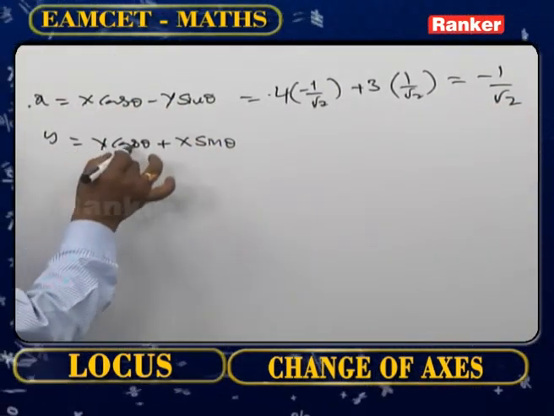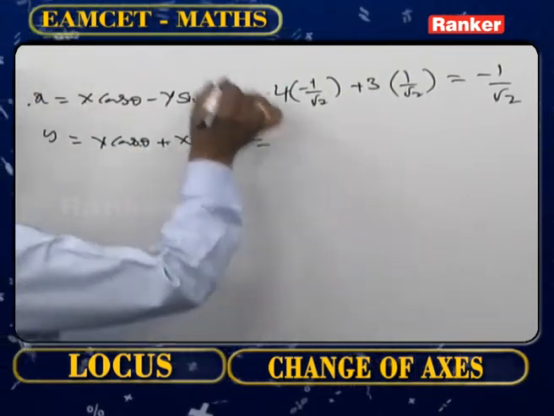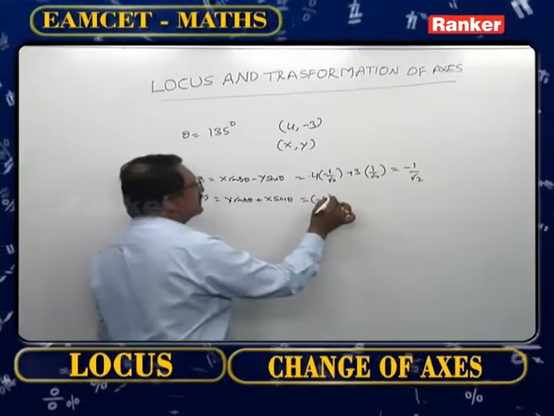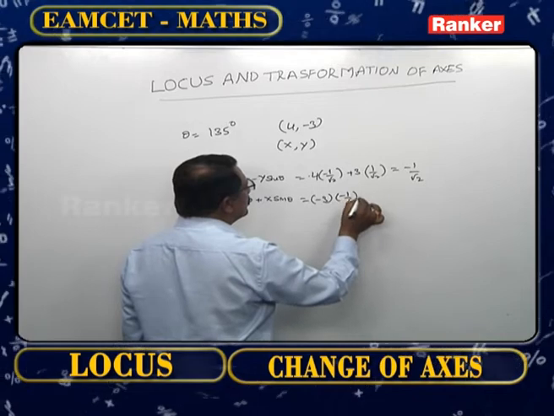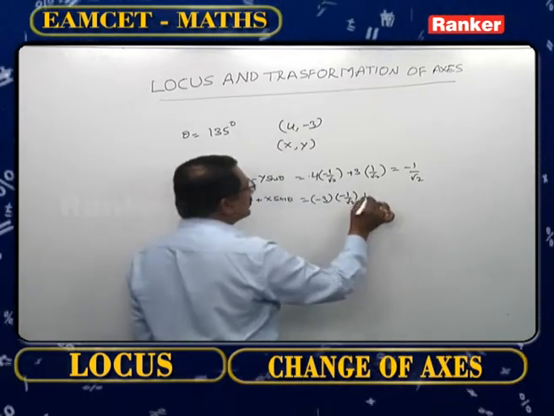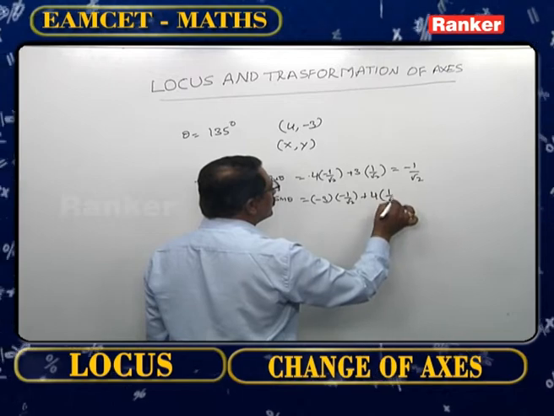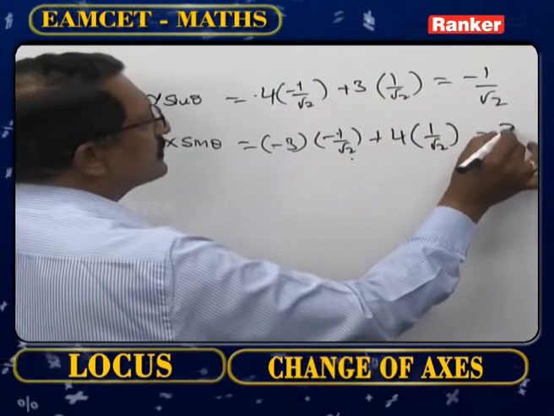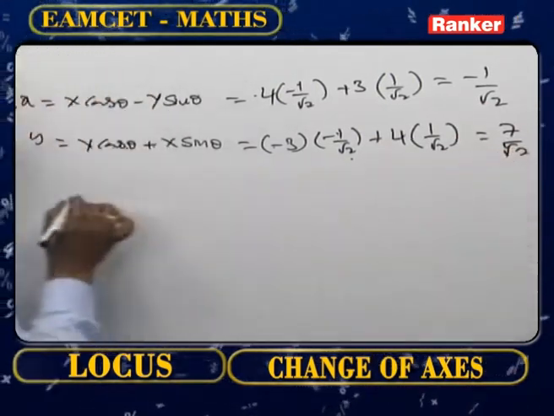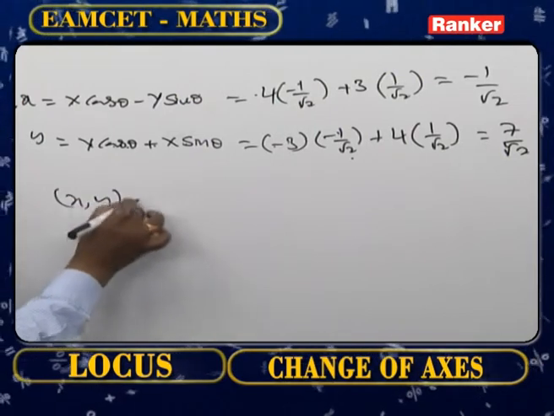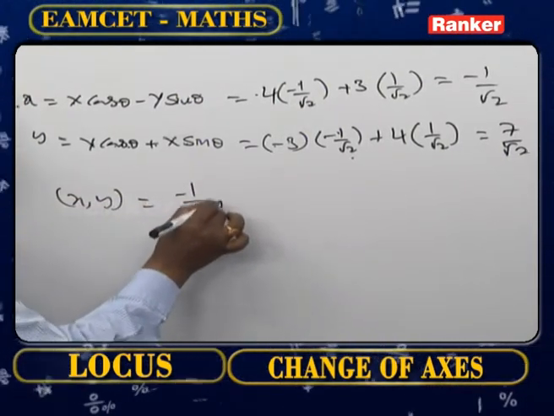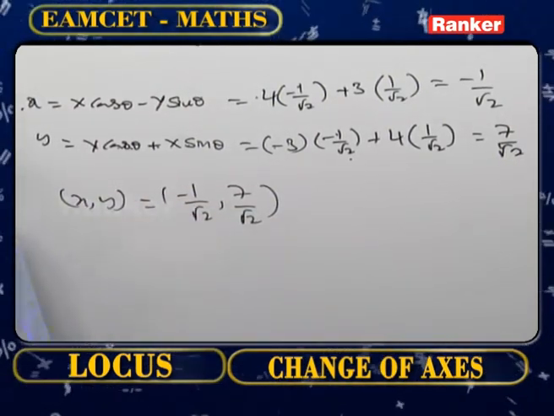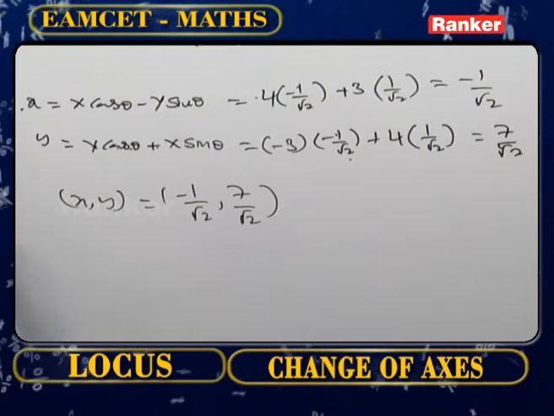Similarly, y equals Y cos theta plus X sin theta. Here Y equals minus 3 into cos 135 degrees, which is minus 1 by root 2, plus X into sin theta, where X is 4 into sin 135, which is 1 by root 2. Minus into minus gives plus 3 by root 2, plus 4 by root 2, which equals 7 by root 2. Therefore, the required original point (x, y) equals (minus 1 by root 2, 7 by root 2). Then the fourth option is correct.